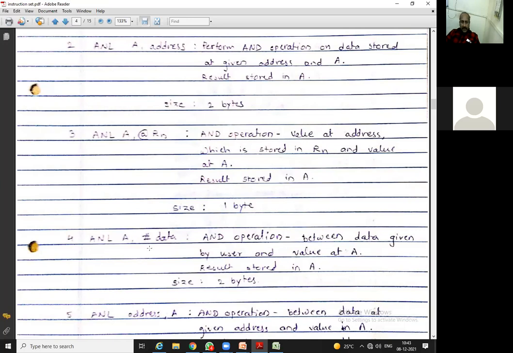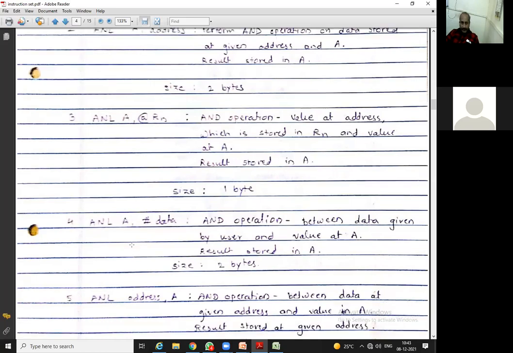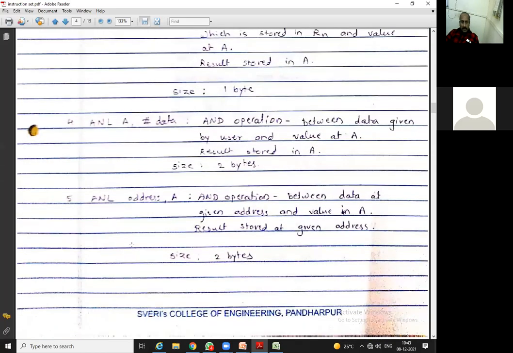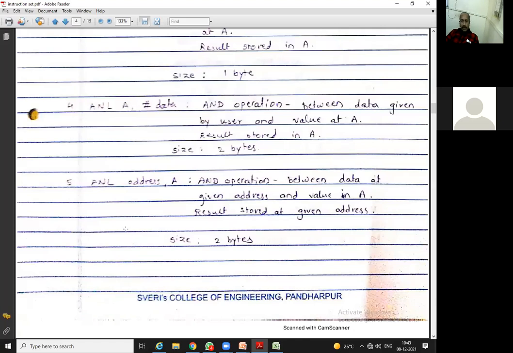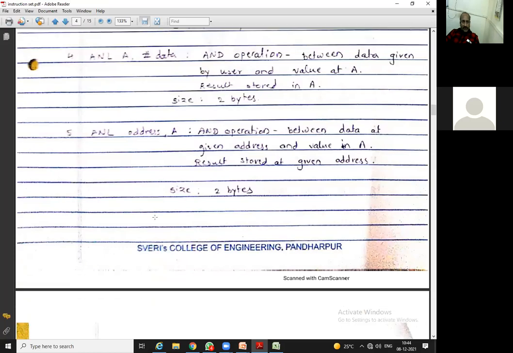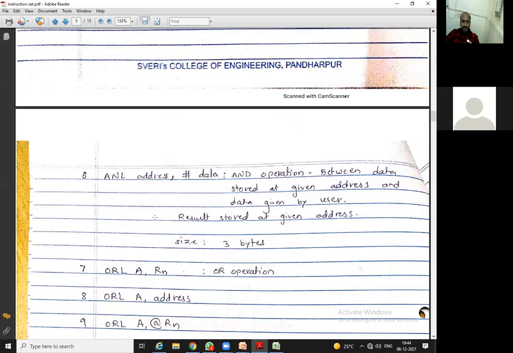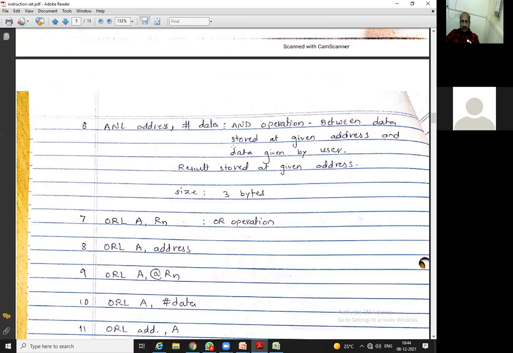Next one, that is immediate, that is ANL A comma hash data. So directly whatever data is given, it may get ANDed with this particular accumulator. At the same time, how many bytes it is going to consume in this particular memory is also given. Okay, so this is all ANDing. All the addressing modes are for ANDing.